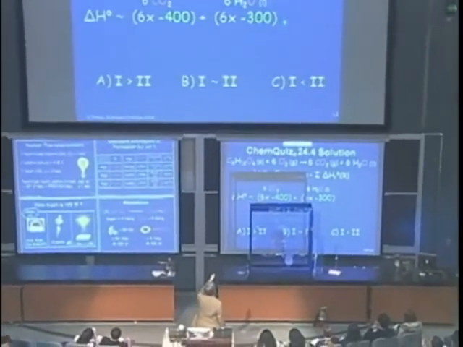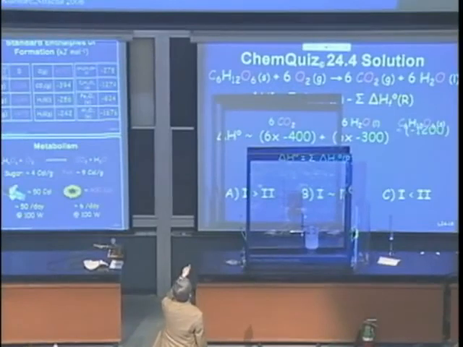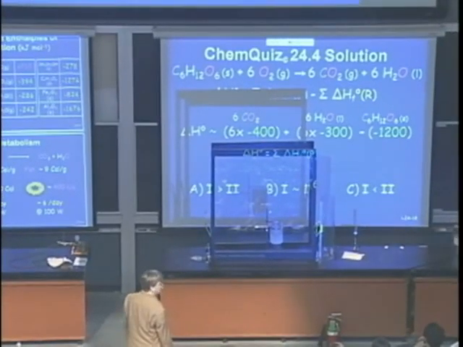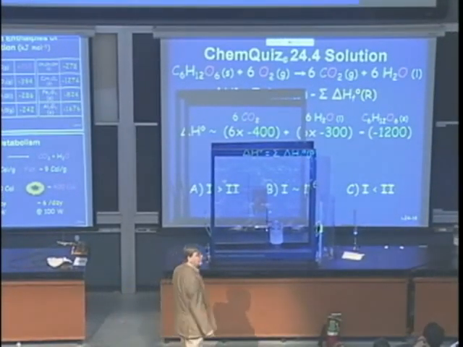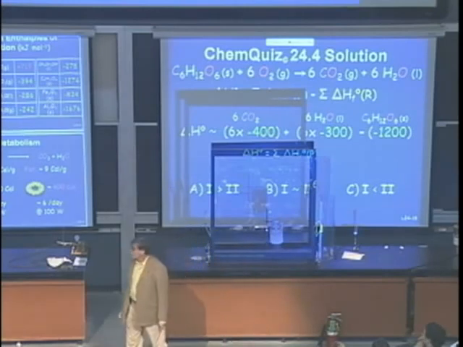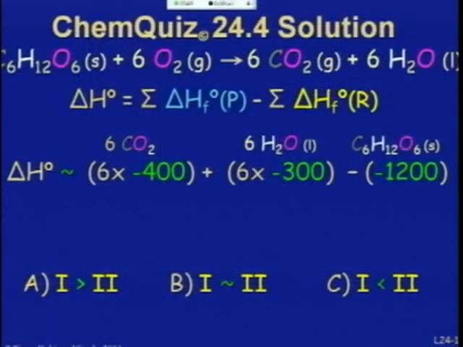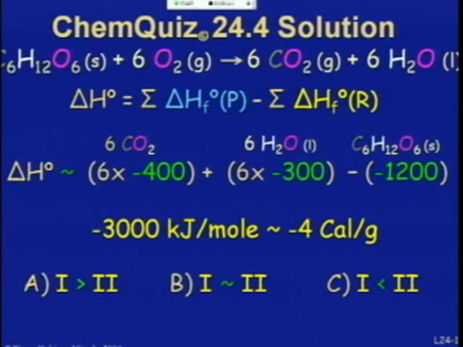And then we take minus, and this was about 1,200, minus minus 1,200, so plus 1,200. Minus 4,200 plus 1,200 must be minus 3,000. That must be minus 3,000 kilojoules per mole, okay? And this is about 4 calories, large calories, per gram of donut, all right?